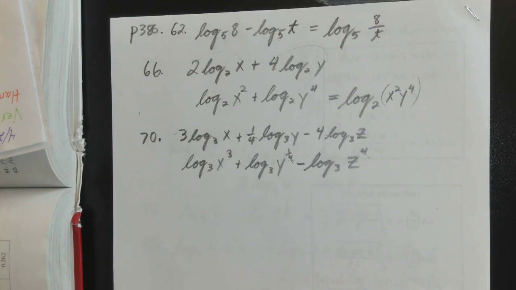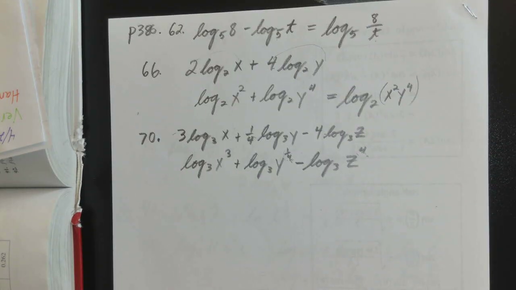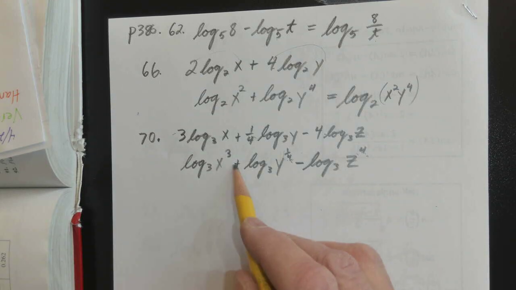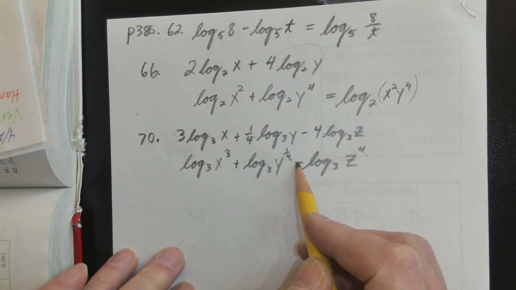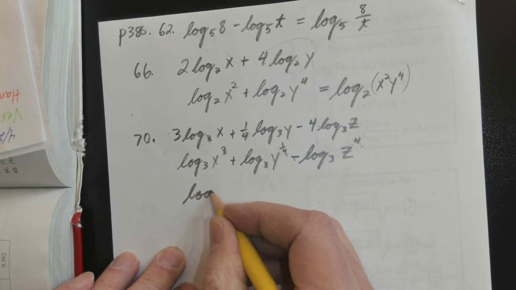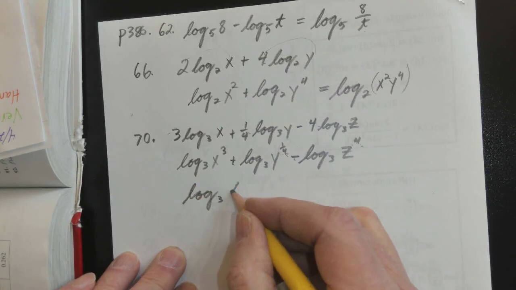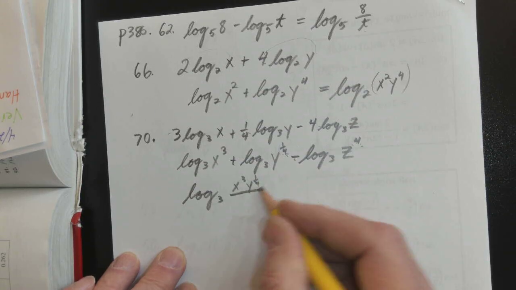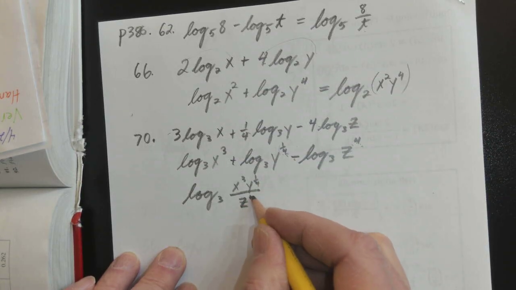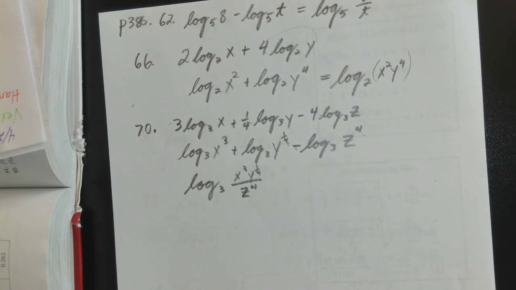All right. Now, plus is what? And minus is, all right, so let's multiply the x cubed and the y to the power of 1/4, and let's divide that by z to the 4th. Okay, on 70?